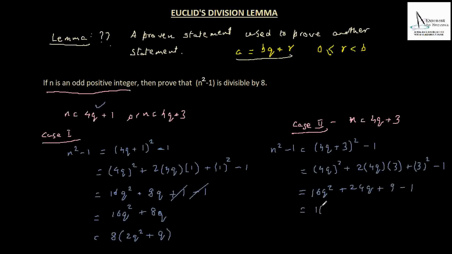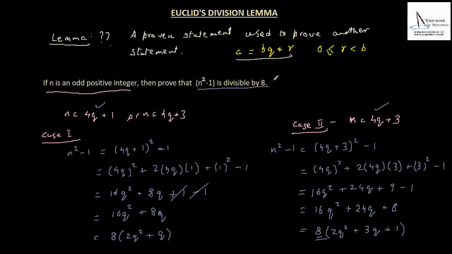Again, we can simplify it further, so that becomes 16q square plus 24q, and 9 minus 1 is 8, so plus 8. Again, we can factor out the 8, and what we are left inside the bracket is 2q square plus 3q plus 1. So again, you see that n square minus 1 is a multiple of 8, or we can say that n square minus 1 is divisible by 8. And we have proved the second case also, and since there were only two possible cases if it had to be an odd number, and we have covered all the possible cases, that means it's always going to be divisible by 8.